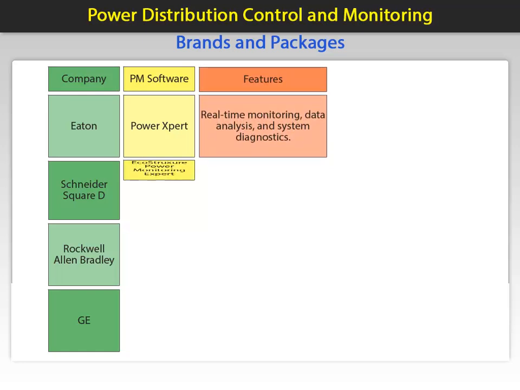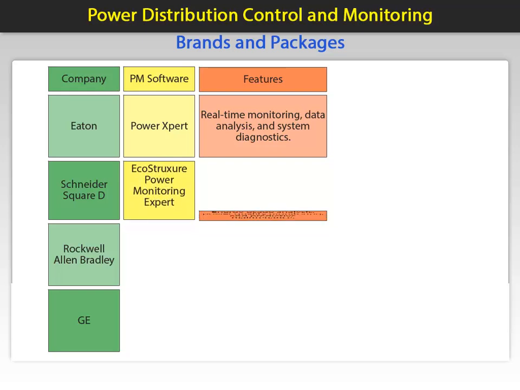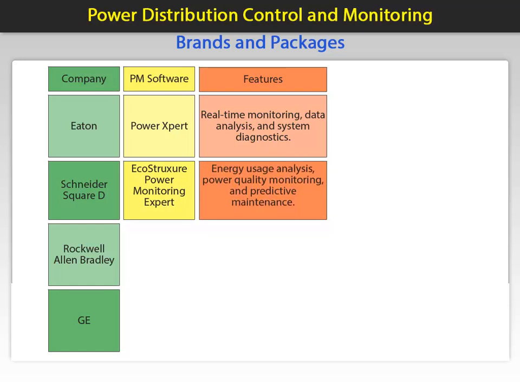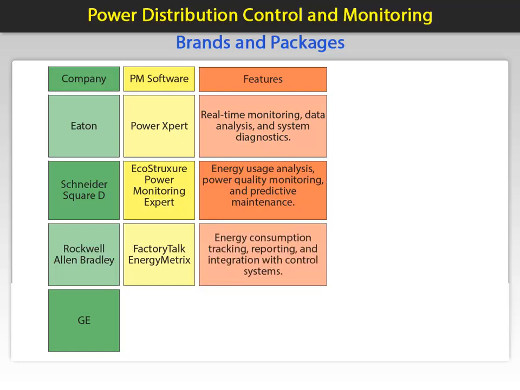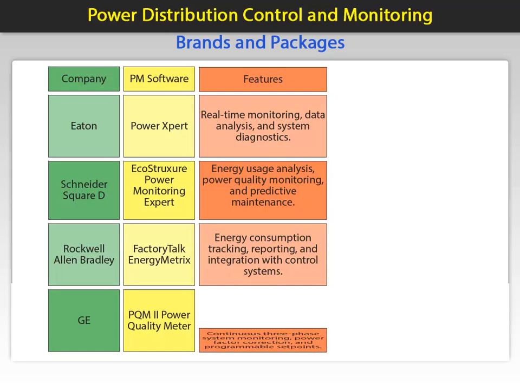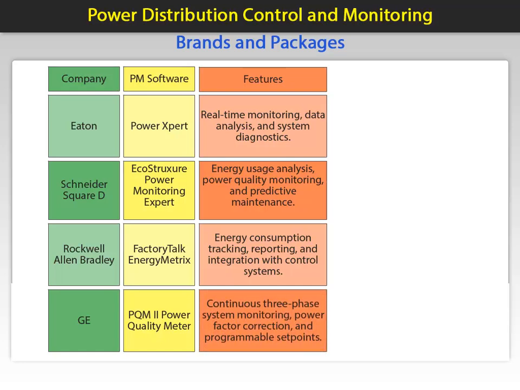Schneider Electric's tool is called EcoStruxure Power Monitoring Expert. It mainly covers energy usage analysis, power quality monitoring, and predictive maintenance. Rockwell Automation or Allen Bradley's product is labeled FactoryTalk Energy Metrics, featuring energy consumption tracking, reporting, and integration with control systems. Lastly, GE or General Electric's line is PQM2 power quality metering. Their main features are continuous three-phase system monitoring, power factor correction, and programmable setpoints.